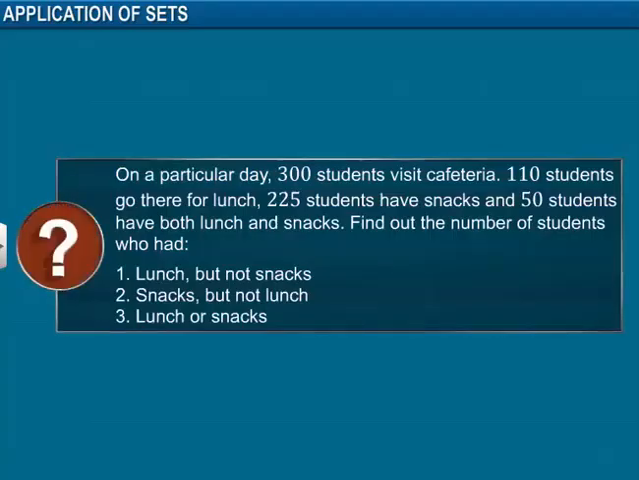Let's see another problem. On a particular day, 300 students visit the cafeteria. 110 students go there for lunch. 225 students have snacks and 50 students have both lunch and snacks. Find out the number of students who had lunch but not snacks, snacks but not lunch, and either lunch or snacks.